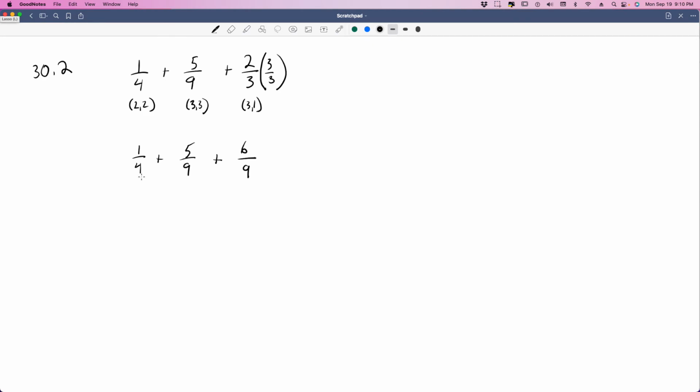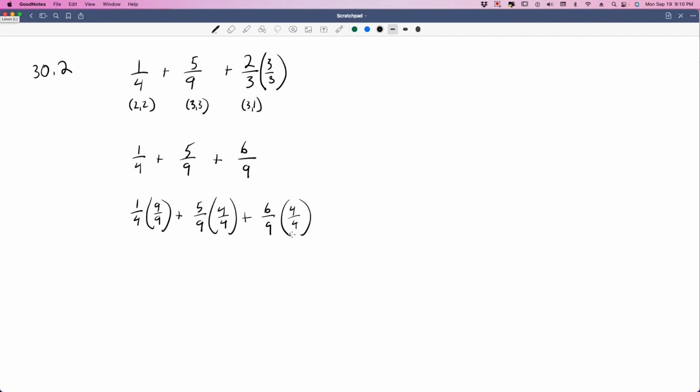But now I'm going to look at these two different denominators again and remind myself of their factors. 2 and 2 and 3 and 3. They do not have any factors in common. So I'm going to have to multiply by the other denominator. So what that means is I'm going to have to say 1 over 4 times this denominator. So 9 over 9 plus 5 over 9 times this denominator. So 4 over 4 plus 6 over 9 times that other denominator, which would be 4 over 4.